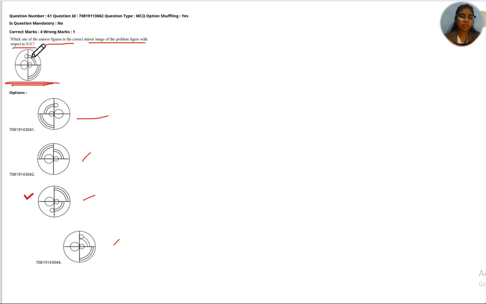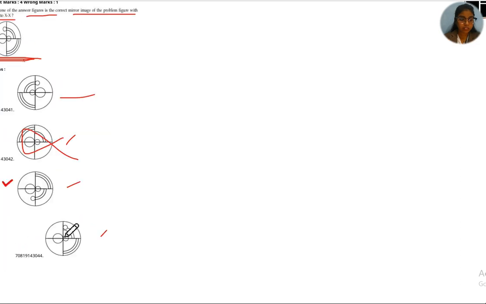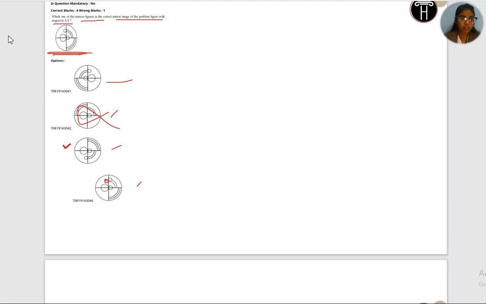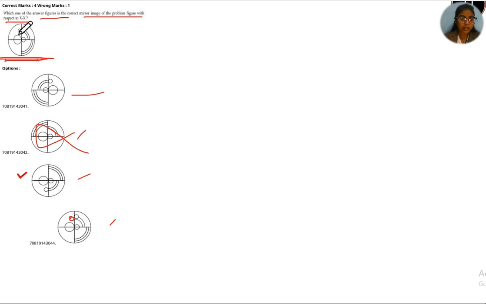And also in the figure, we have this circle. So that's why B is neglected. Now we are left with A, C, and D. So now look over here, there's a difference. The circle is over here, but it should be over here, the other side of the line. See, in this question figure.